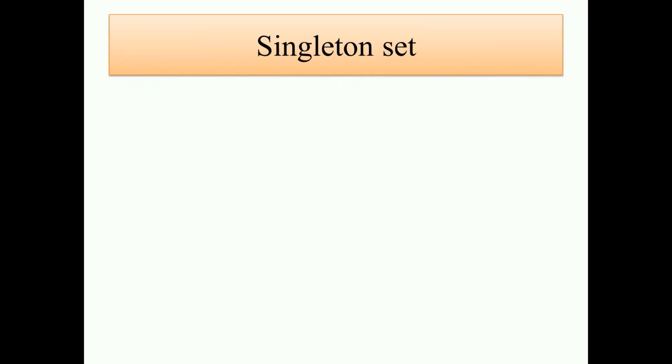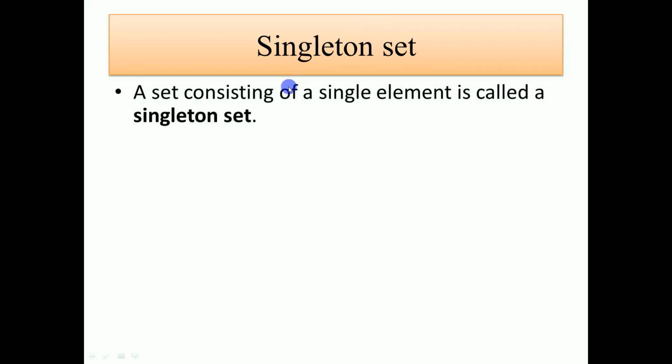Now the first type of set is the singleton set. From the name itself you understand that the word single means one. So in this type of set there will be only one element present, and that type of set is known as the singleton set. Let us look at the definition. It says a set consisting of a single element is called a singleton set. Very easy to remember: from the word singleton, single means one element.